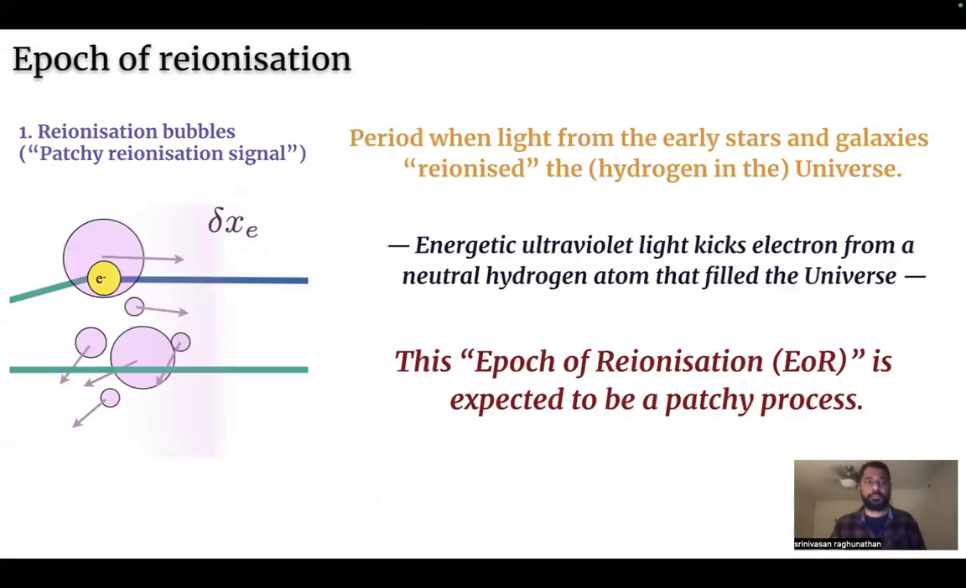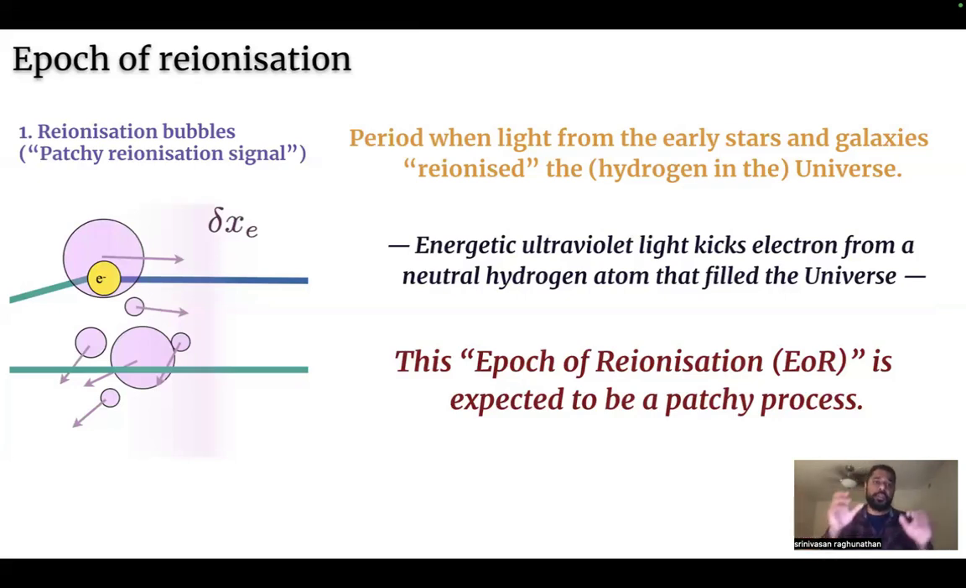Before going to that, let me say what this epoch of reionization is. Previously I said the universe became neutral at the time of recombination, around 400,000 years after the Big Bang. And then the universe remained neutral until the first stars and galaxies formed. The universe is basically filled with hydrogen mostly. But when the first stars and galaxies are forming, the energetic UV photons from these stars and galaxies are hitting these neutral atoms and kicking an electron out of its orbit. So the universe is now becoming reionized. This is the second time the universe is ionized, so that's why it's called reionization.